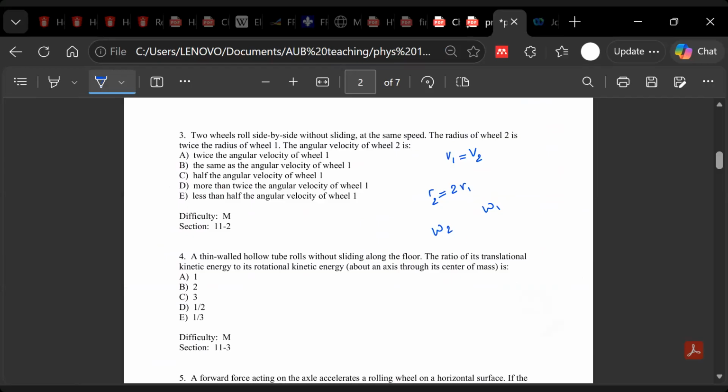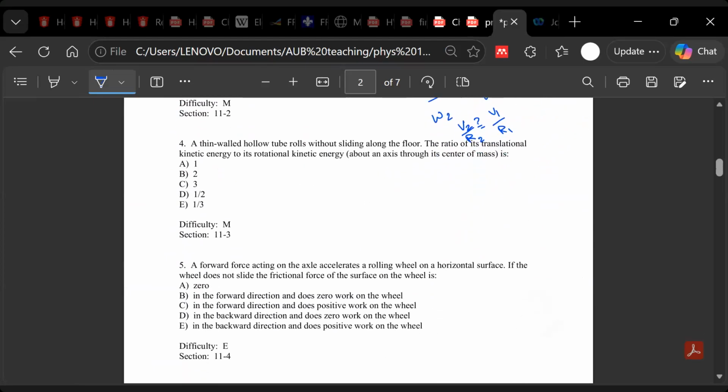I know omega is v over R, right? So v2 over R2 equals, is it going to be equal to v1 over R1? I know they have the same translational speed. So I can write R1 omega 1 equals R2 omega 2, right? This is definitely correct. Now, I know that the radius here is twice the radius R1. So I have R1 omega 1 equals 2 R1 omega 2. I end up seeing that omega 1 is 2 omega 2, right? So the angular velocity of wheel 2 is going to be half that of wheel 1. This is answer C.